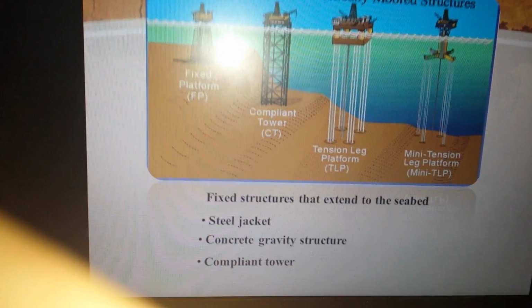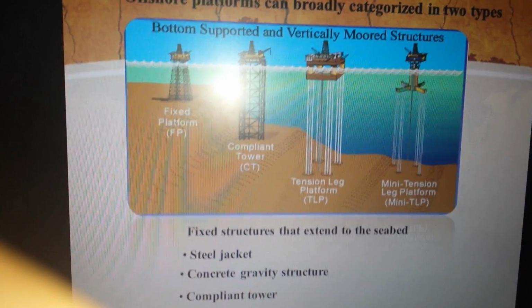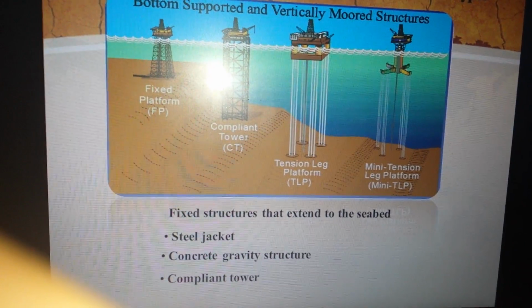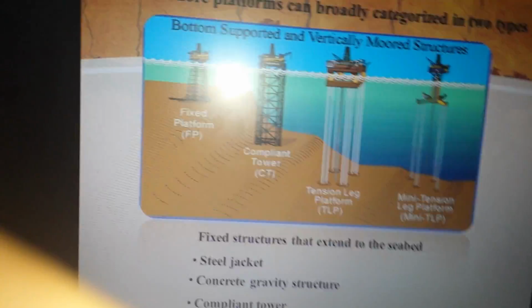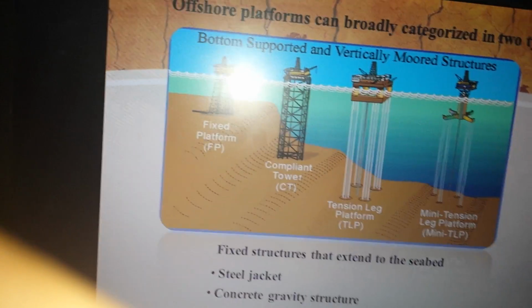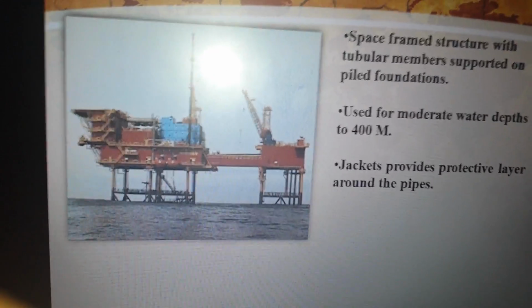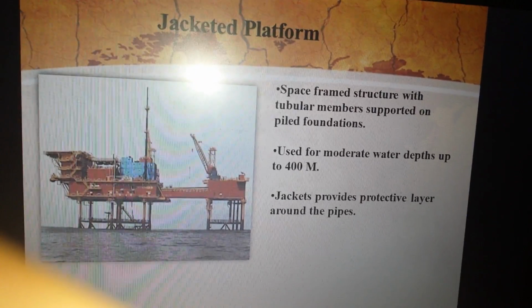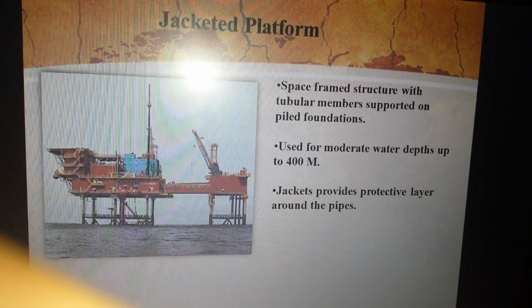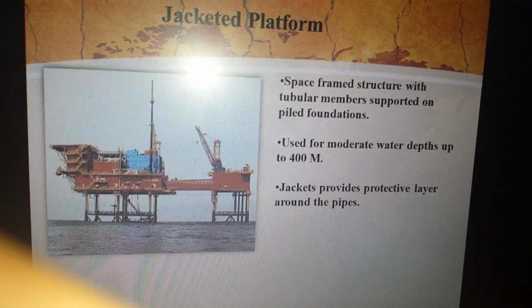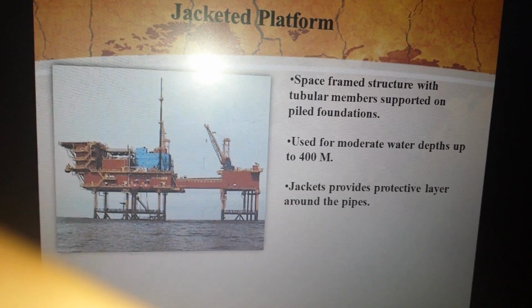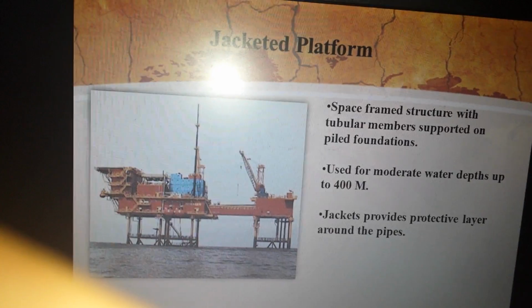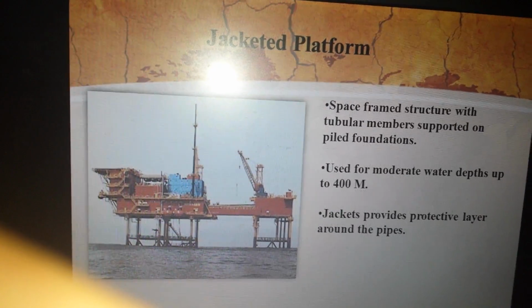And there are many kinds of offshore platforms that are categorized, for example, fixed platform, compliant tower, tension leg platform and mini tension leg platform. Here is a picture of a jacketed platform. These are used when the seabed is somewhere near, less than 400 meters. So these provide a protective layer around the pipes. Here the jacketed platform comes with oil storage sometimes.